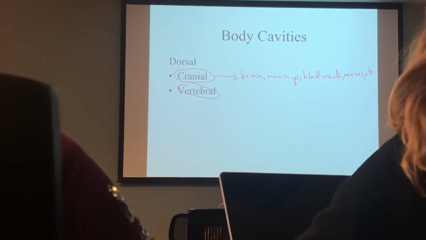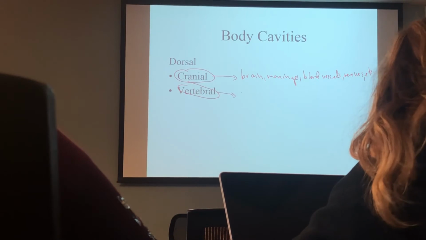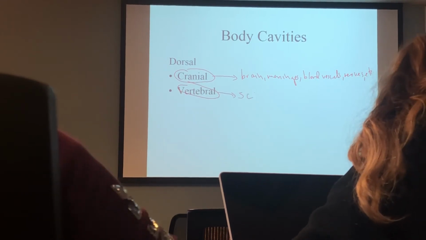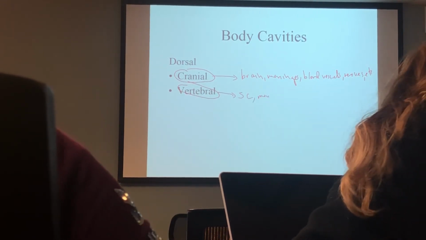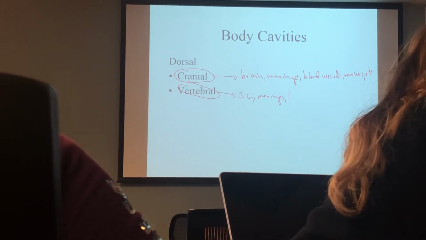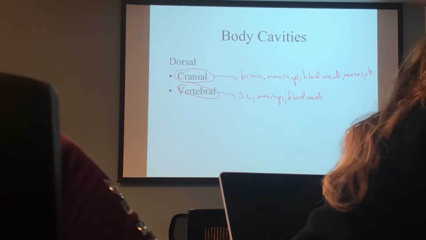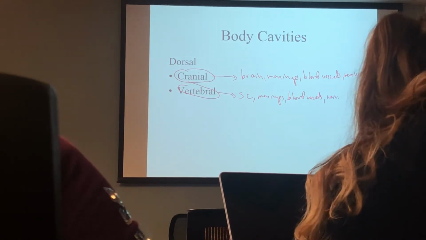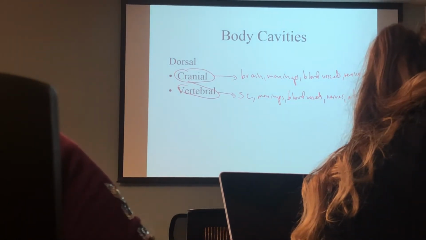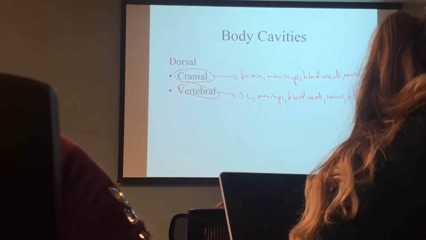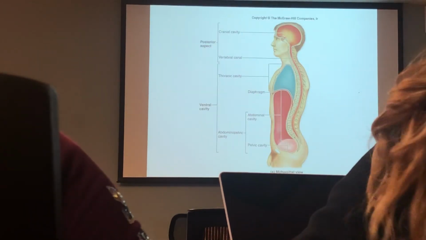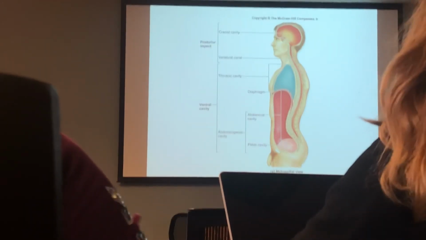Vertebral cavity, right? What do you find in there? Your spinal cord. And again, spinal cord, what else? Meninges, what else? Blood vessels, right? And what else coming off that? Nerves, right, etc. Okay. So, guys, if you look here, you have this picture, right?